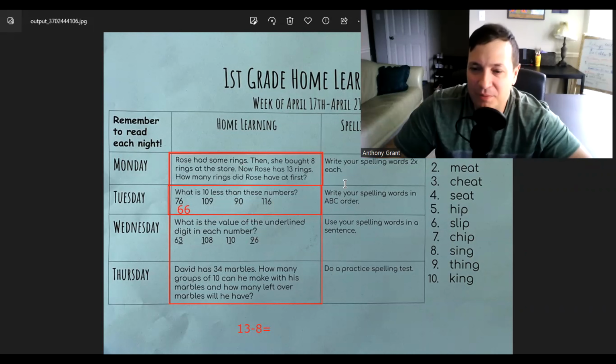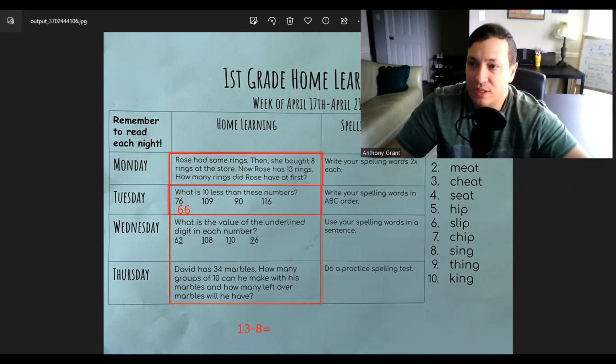All right. Next, we have, what is the value of the underlined digit? So this one, we are looking at place values. So what are place values? Place values is how much each area is worth. So like we've got here, this is the ones column. This is the tens column. So this one would be the hundreds column.